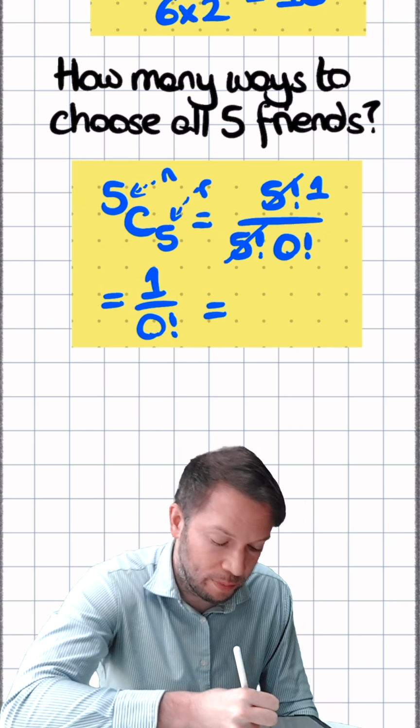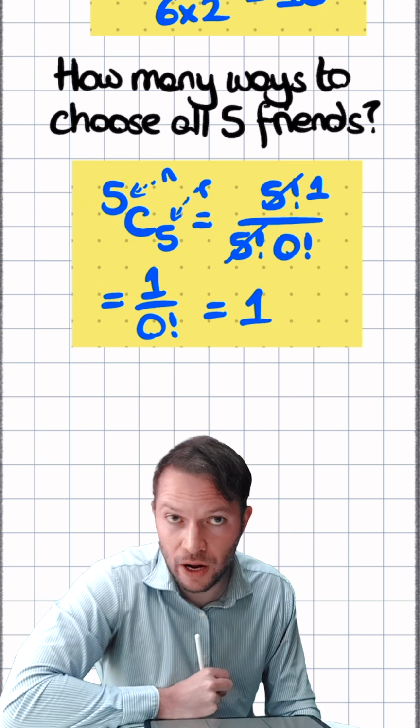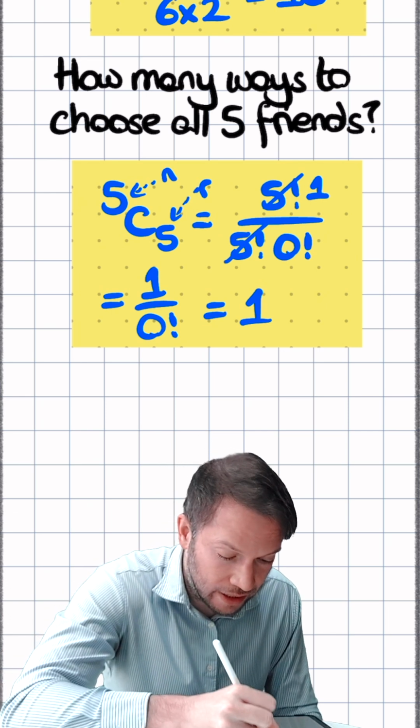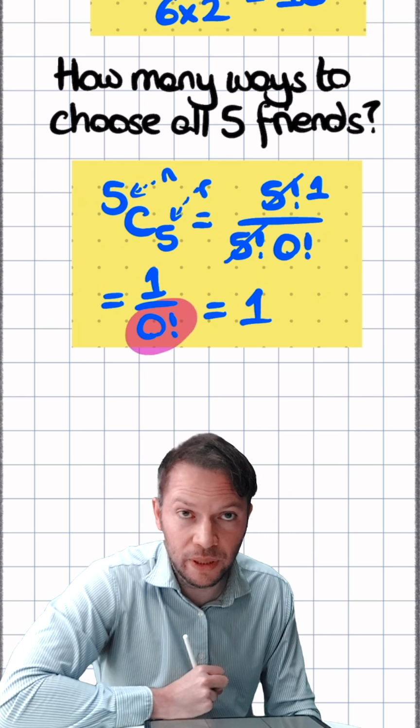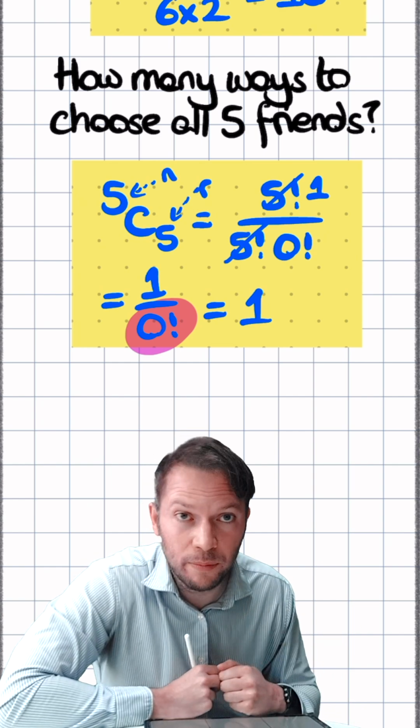But we know the result should be 1 because there's one way of picking 5 friends from 5. And that would mean that this 0 factorial would have to be 1. So we can see it works in practice.